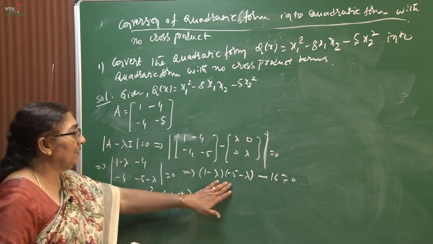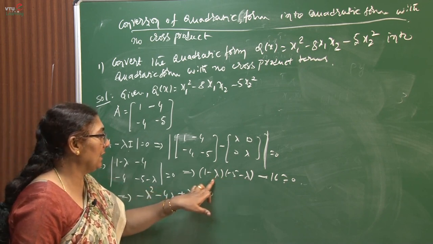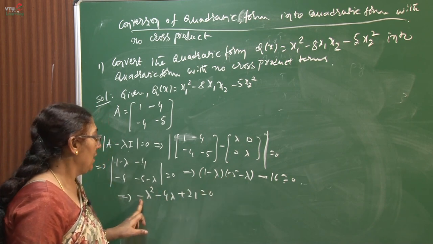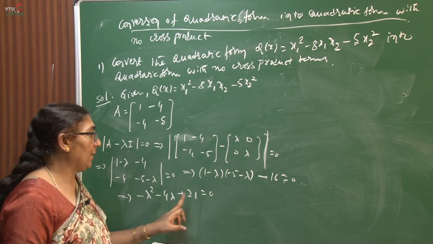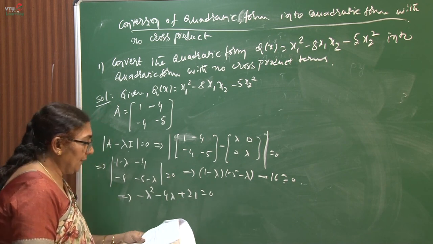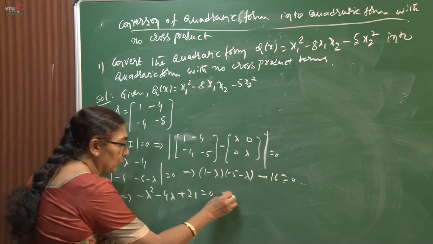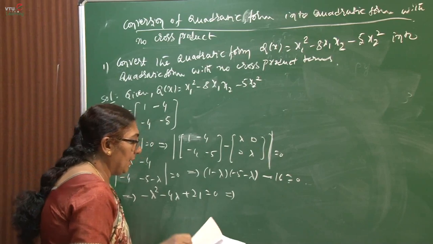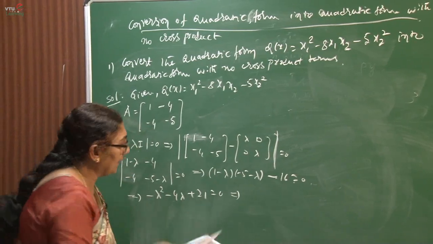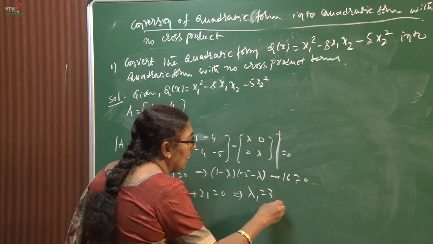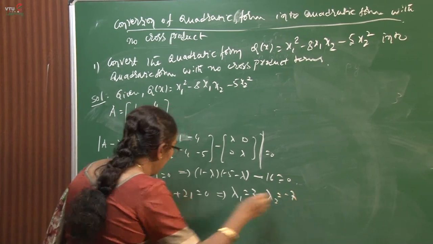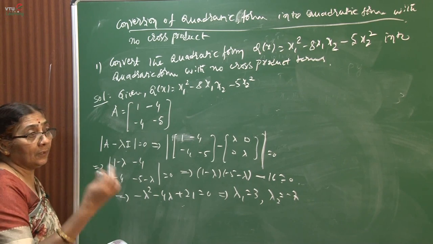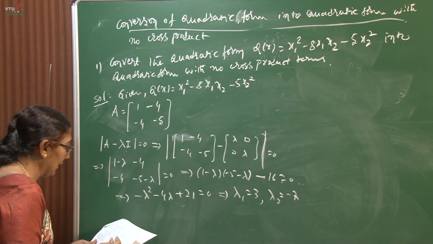After simplification, multiplying by minus 1, we get lambda square plus 4 lambda minus 21 equal to 0. Once we get this, find the two roots, because the matrix is 2 by 2. The roots are lambda 1 equal to 3 and lambda 2 equal to minus 7. Now you find the corresponding eigenvectors. You know how to find the eigenvectors.